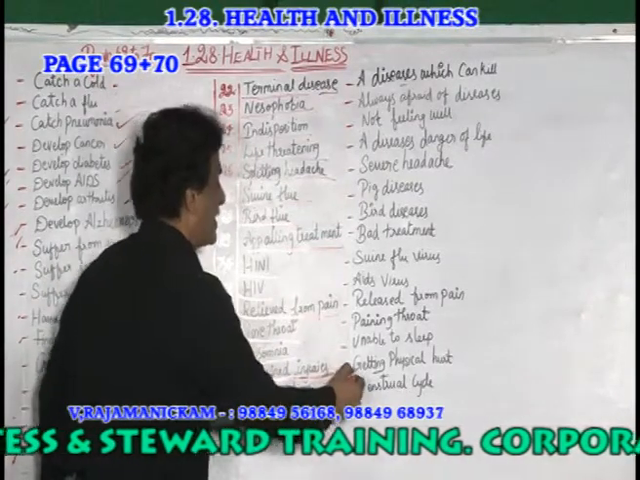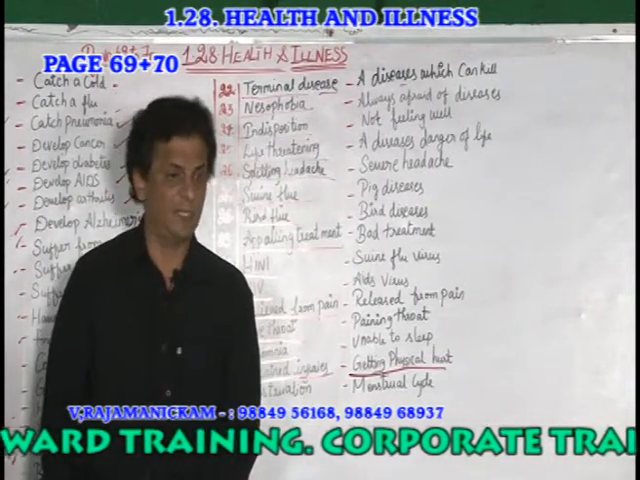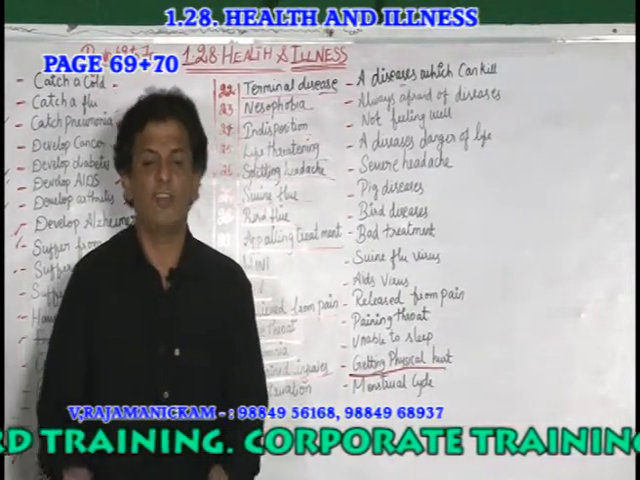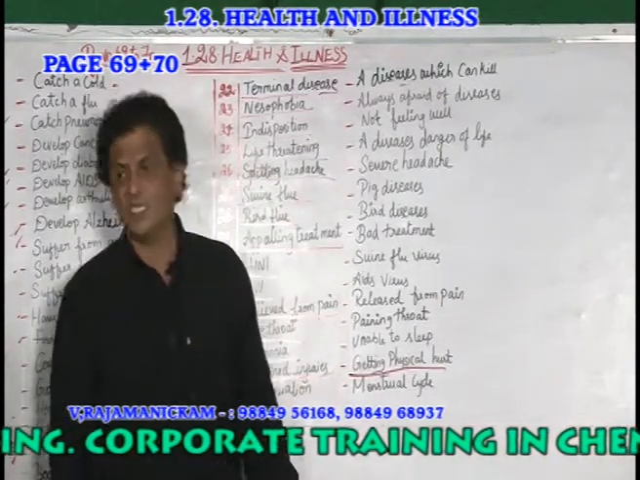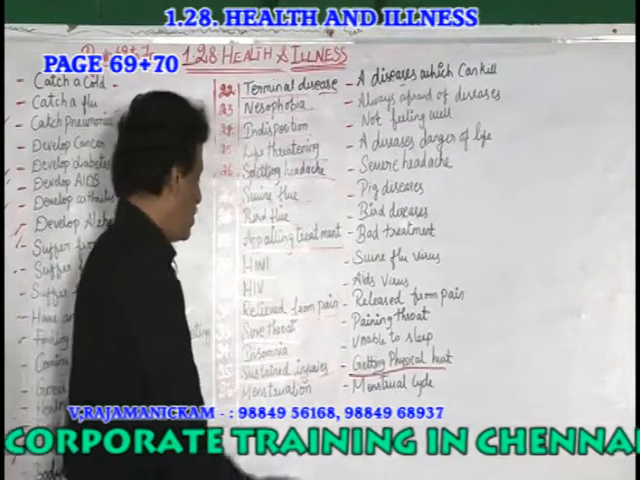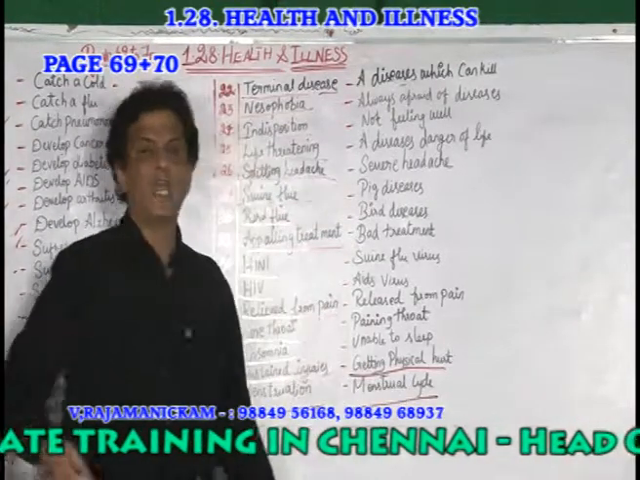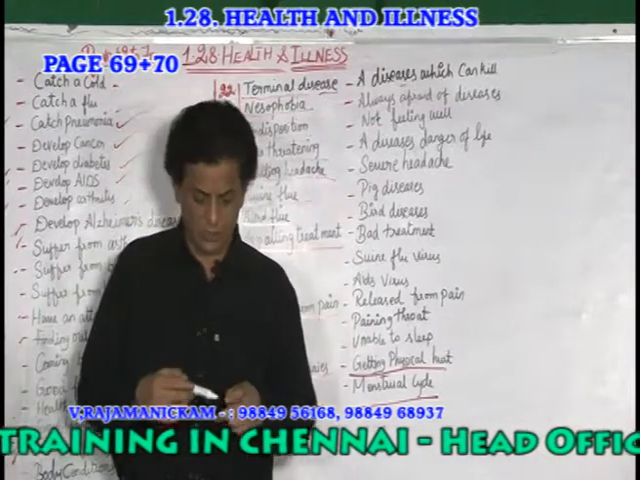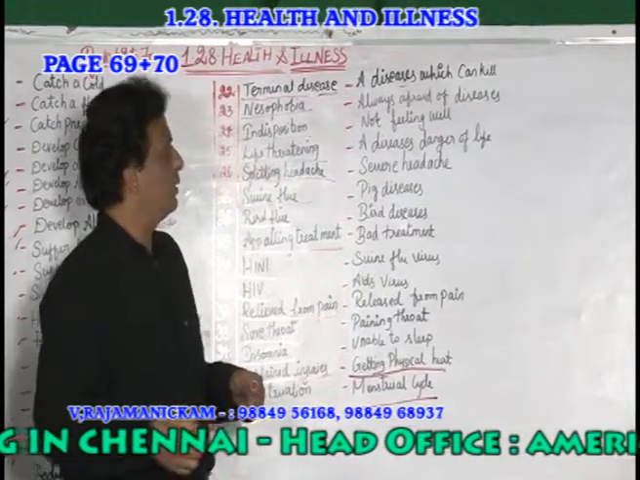Sustained injuries. Getting physical hurt. Suppose you get hurt, meet with an accident, you fall down or you fell down. You got injured. Then what do you say? I have sustained injuries. Sustained. What do you mean by menstruation? Menstrual cycle for females. The time when the blood is going off from their body. That is called menstruation. Hope you are able to understand.